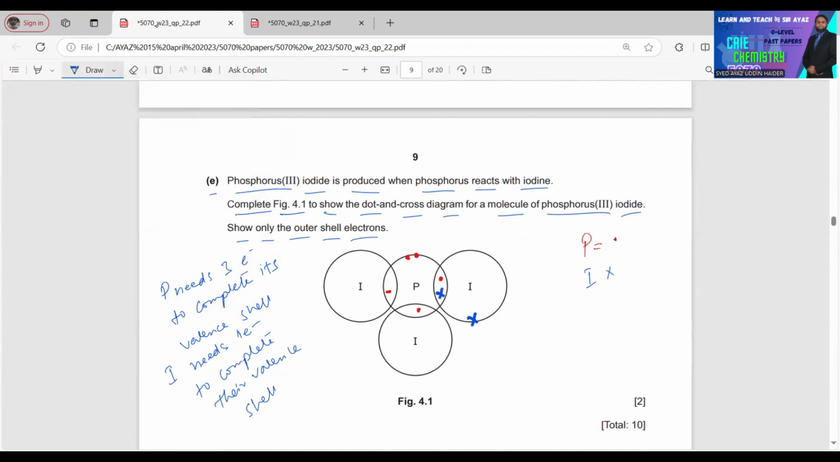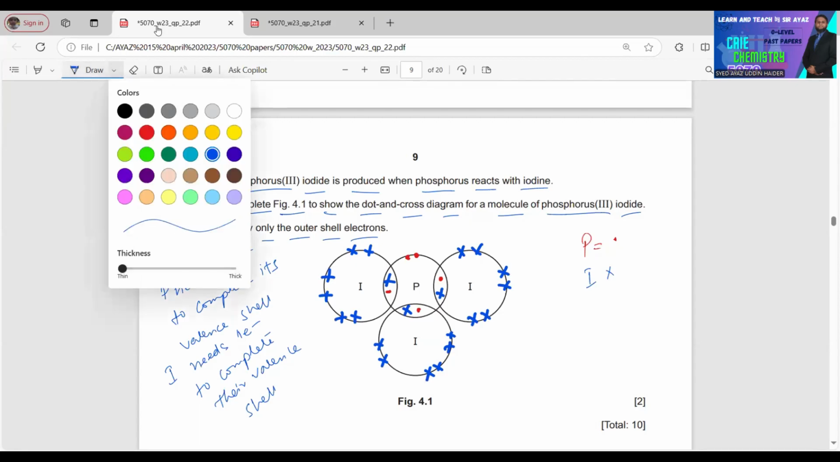1, 2, 3, 4, 5, 6, 7. For the iodine atom below, 1, 2, 3, 4, 5, 6, 7. For left hand side, 1, 2, 3, 4, 5, 6, 7. This will be the final dot and cross diagram.